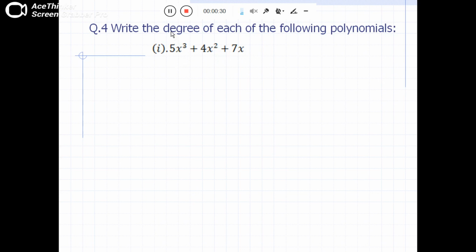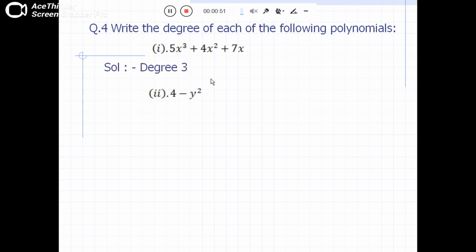Now we have to see the degree of each. Degree means the highest power of the variable. So students, the variable here is x, and what is the highest power of this variable x? I think you can see it is 3. Therefore the degree of this polynomial is 3.